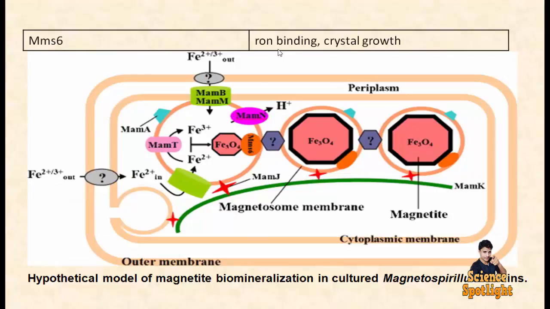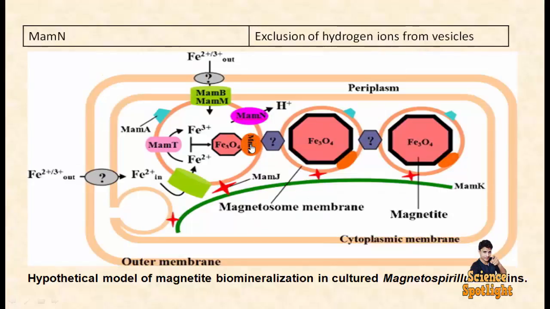MMS6 gene, which is involved in iron binding, and MMS gene here, iron binding and crystal growth, which is responsible for iron binding and crystal growth. And next is MAM N, which exclusively excludes the hydrogen ions from vesicles to maintain the pH.